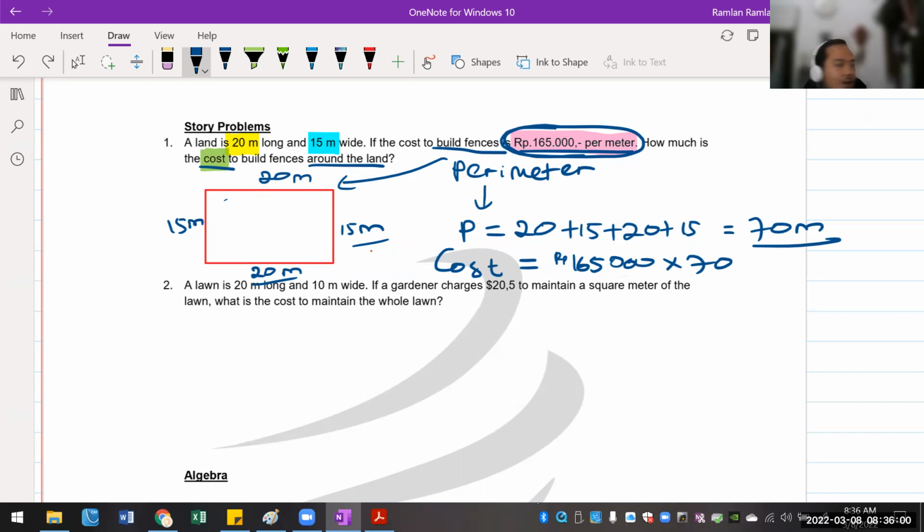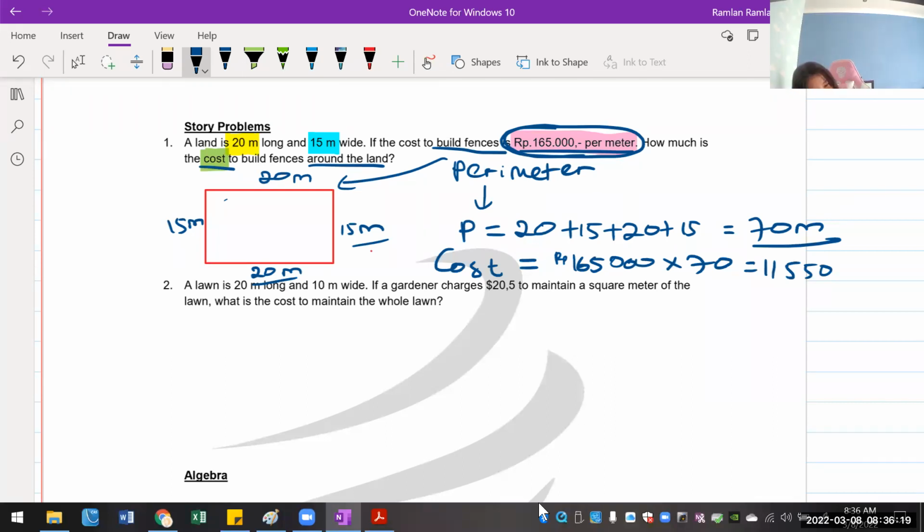Oke, siapa yang pegang kalkulator? Silakan guys. 165 kali 70 berapa ya? Gonna get my calculator. Bapak, berapa? 11.550. 11.550 kok murah sih? Nolnya kurang banyak. Nolnya tambahan berapa lagi nih? 4, Pak. Tambahin 4? 3 lagi.